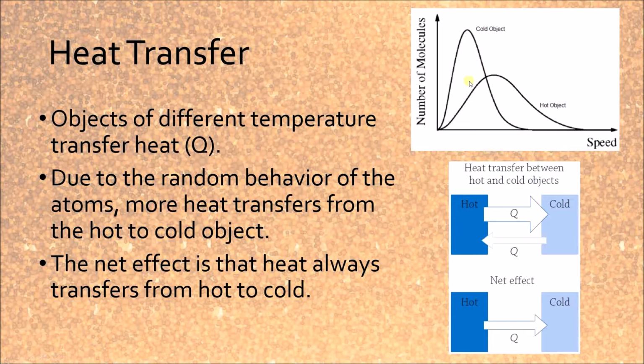Actually, what we end up with is heat transferring from hot to cold and cold to hot, but it's much more likely that hot atoms moving faster will collide with slower moving cold atoms, just because statistically there's more of them. So we end up with more heat transferring through these atomic collisions from the hot atoms to the cold atoms, even though there are some from the cold to the hot. So the net effect is always that heat flows from hot to cold.